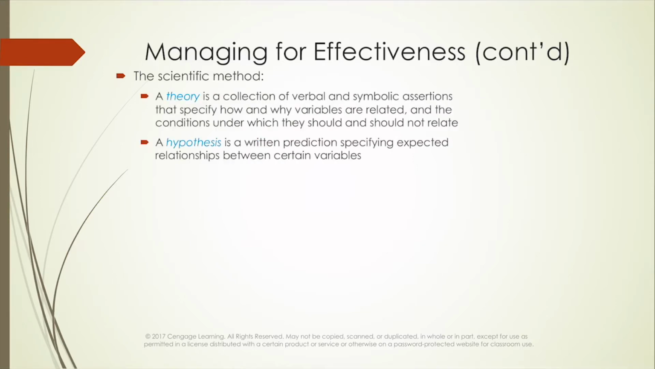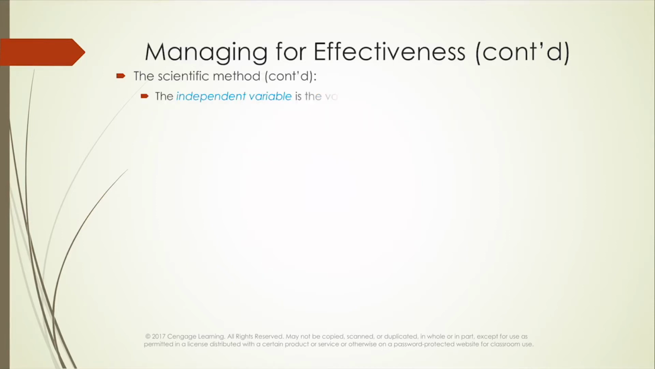A theory is a collection of assertions, which is an educated guess. Why things happen. A hypothesis is a written prediction. You are formalizing things at this point so that you can begin your research. Now, when it comes to your research, you have several things here. You have an independent variable, and that's a variable that researchers set. That's not going to change. It's going to stay constant.